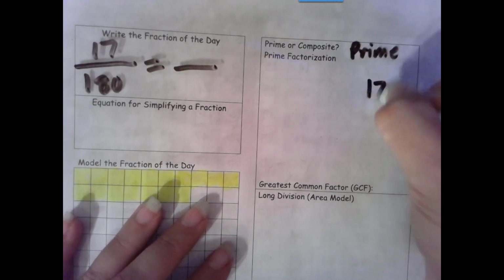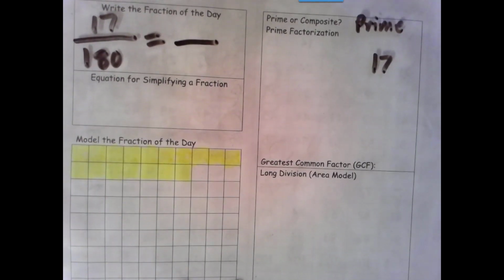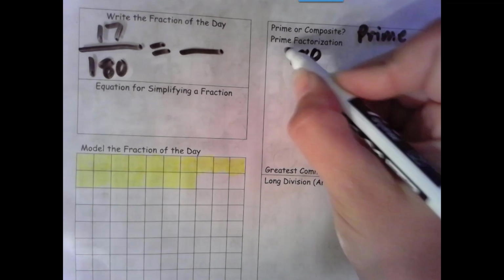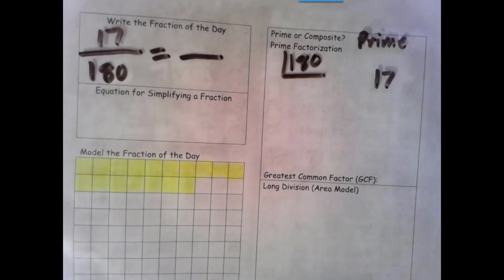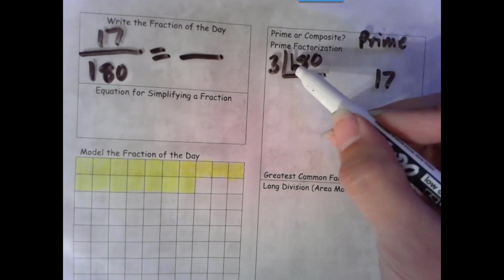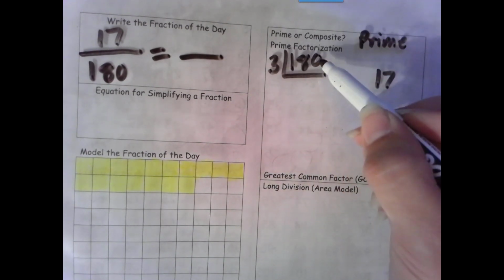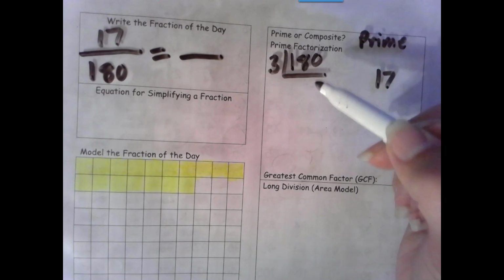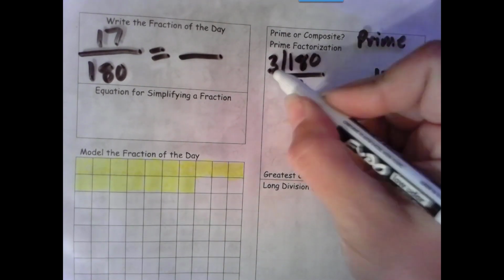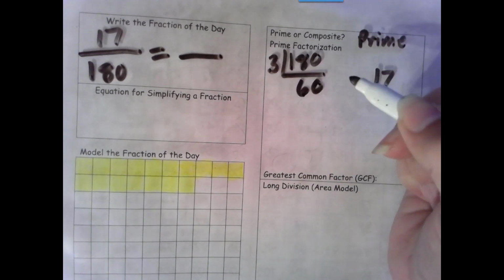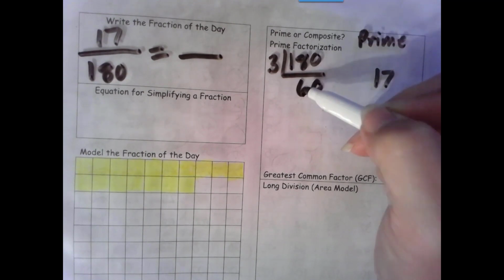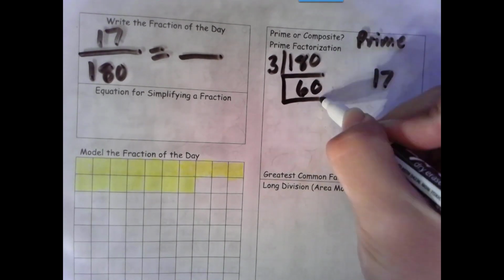Since it's prime, that means our factorization is done. That's the only prime number we can divide by. But we still need to do our prime factorization of our denominator. Let's see. 3 goes into 180 because 1 plus 8 plus 0 is 9, and 9 is a multiple of 3, so 180 is a multiple of 3. I can get 6 groups of 3 out of 18, and then I have my placeholder because it's actually 180, not 18, so I need to get 60 groups out.